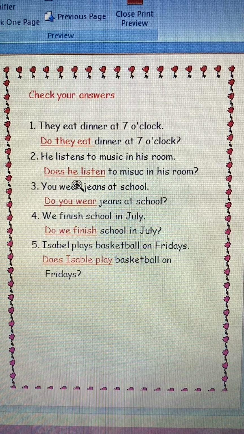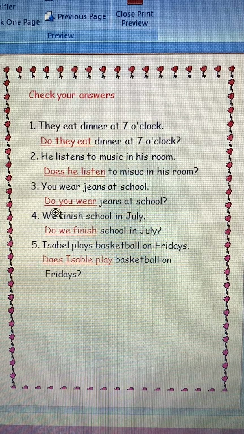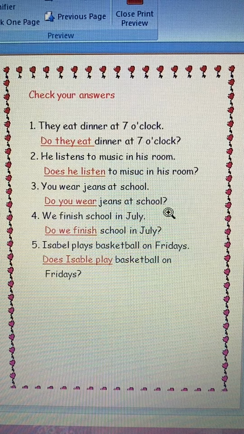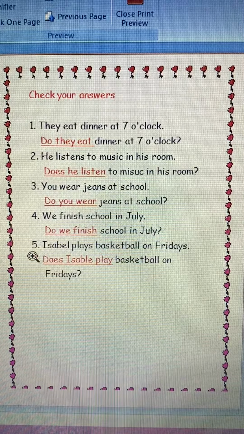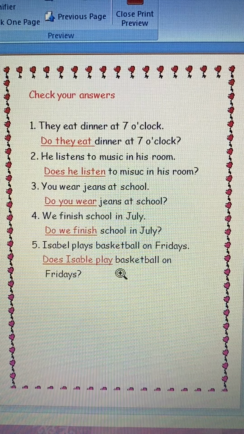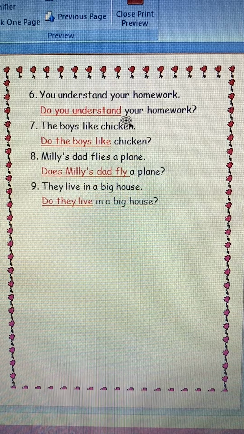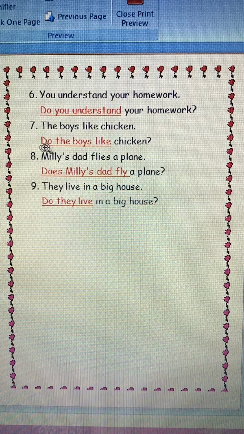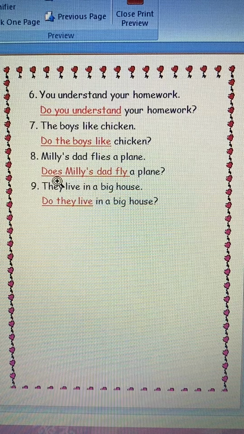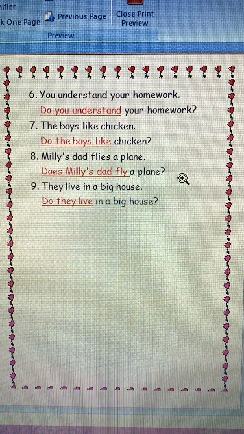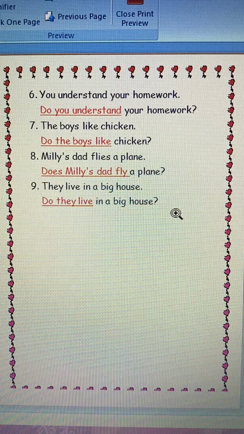Number 2, does he listen to music in his room? Number 3, do you wear jeans at school? Number 4, do we finish school in July? Number 5, does Isabel play basketball? Number 6, do you understand your homework? Number 7, do the boys like chicken? Number 8, does Millie's dad fly a plane? And number 9, do they live in a big house?